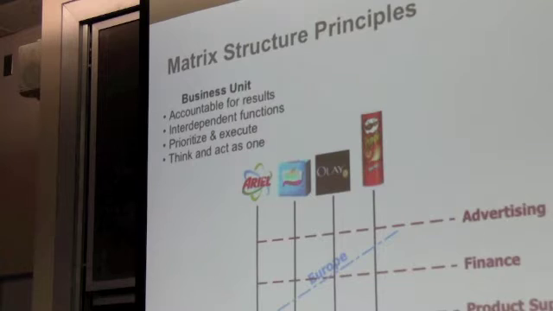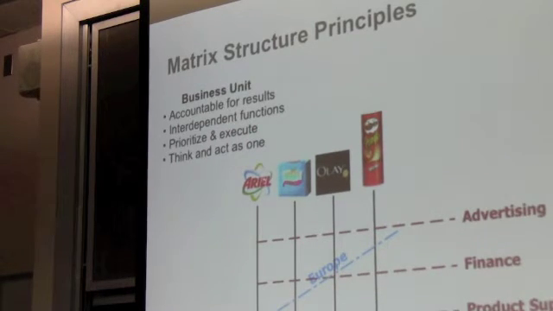This is kind of the cell at the highest level. Those functions should prioritize and execute what it takes to build the business for these different products. And hopefully, as they prioritize and execute, we end up thinking and acting as one. So we don't have divided loyalties, competing priorities, all that kind of stuff. Does that make sense?